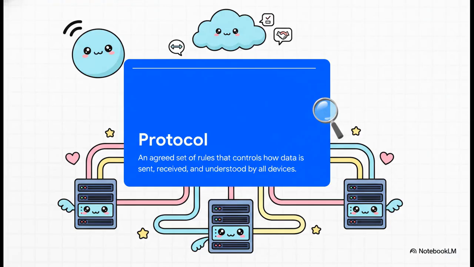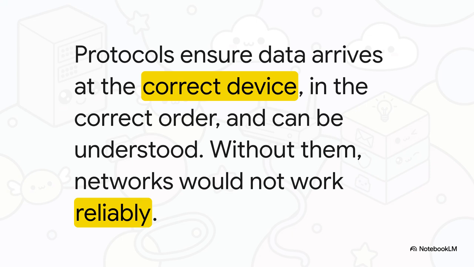The solution to all these problems is something called a protocol. A protocol is simply an agreed set of rules that controls how data is sent, how it's received, and how it's understood. It's crucial that all devices on a network follow the exact same protocol to ensure they can communicate effectively. So protocols are necessary because they provide reliability. They're what makes sure that data gets to the correct device, that it arrives in the correct order, and that it can be properly understood when it gets there. Without protocols, networks just wouldn't work reliably at all.